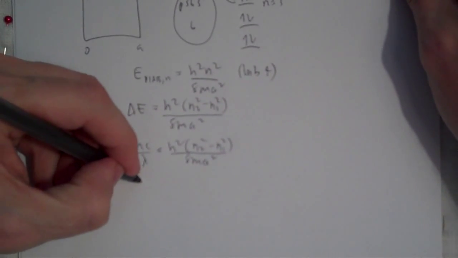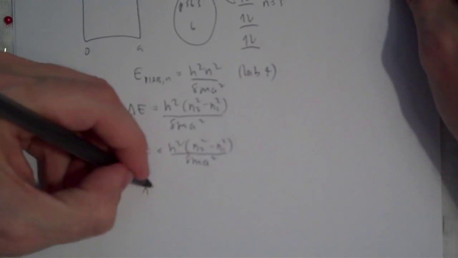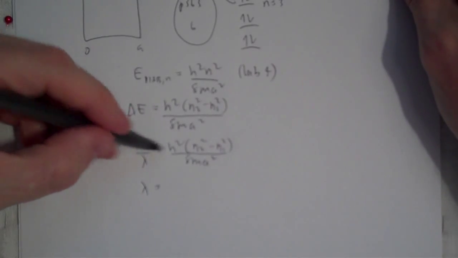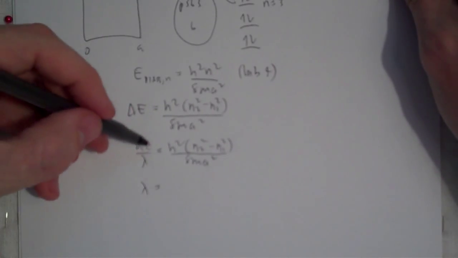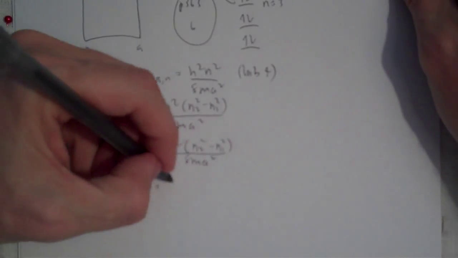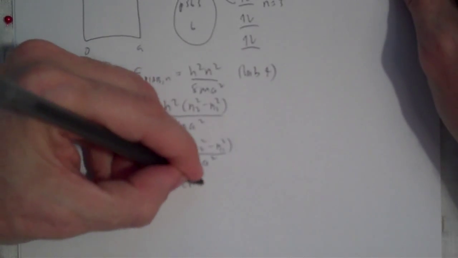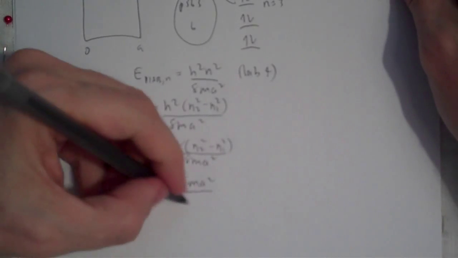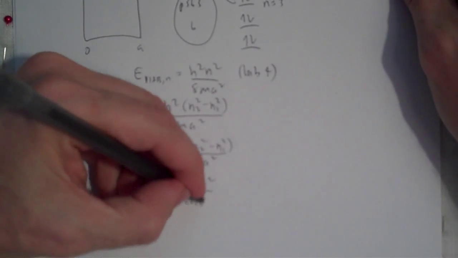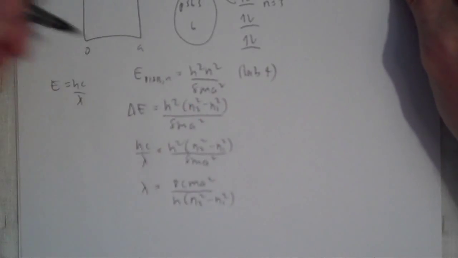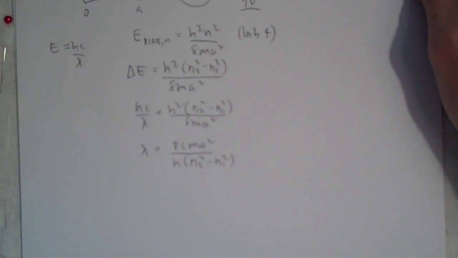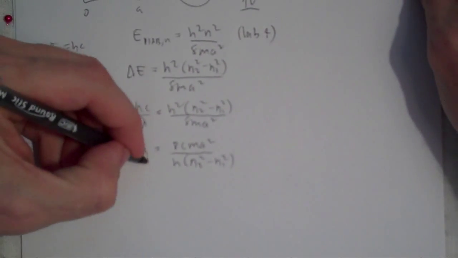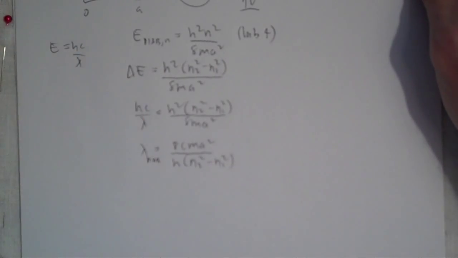Okay, so for lambda, I'm going to do three things: invert, cancel an h out, and bring the c over. Lambda is equal to 8cma squared over h (n2 squared minus n1 squared). Okay, now I'm ready to go. This is for my particle in a box model.